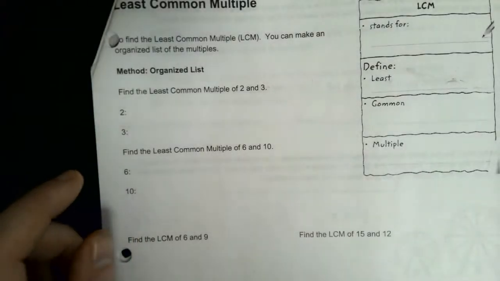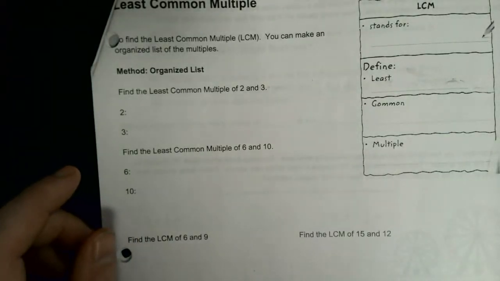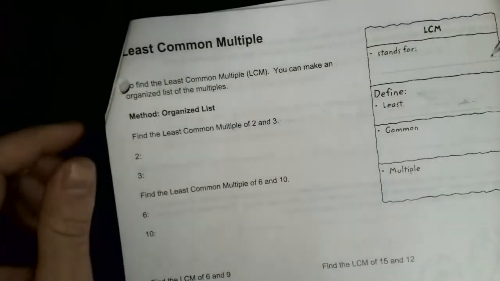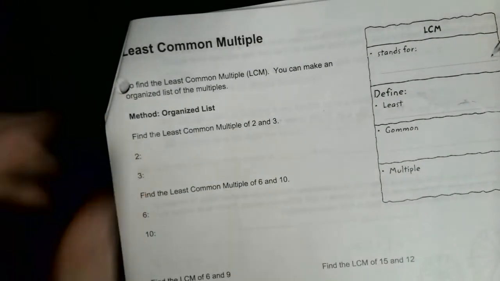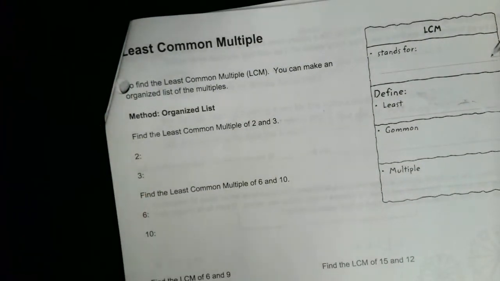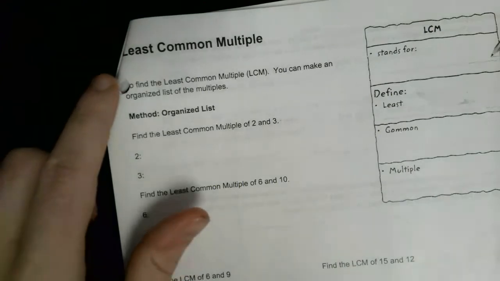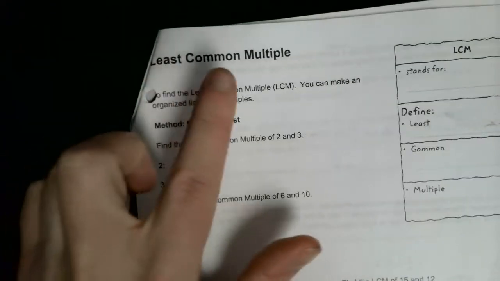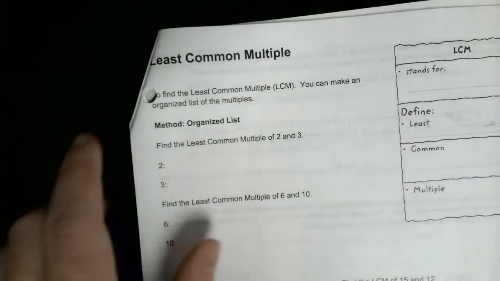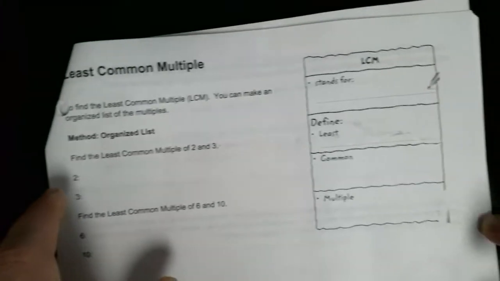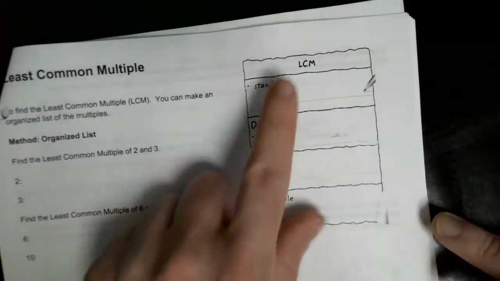Okie dokie. We're going to be today thinking about a topic that is sort of the opposite of GCF. GCF is greatest common factor. What we're going to be talking about today is what is called the least common multiple. Now, before I explain what that is, let's think about what each word means.